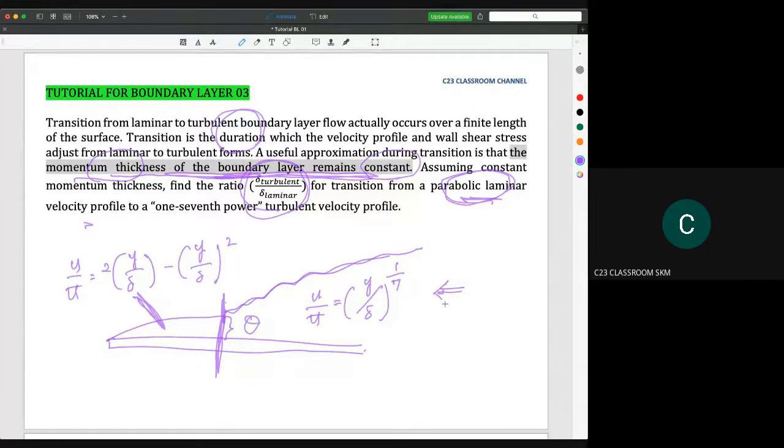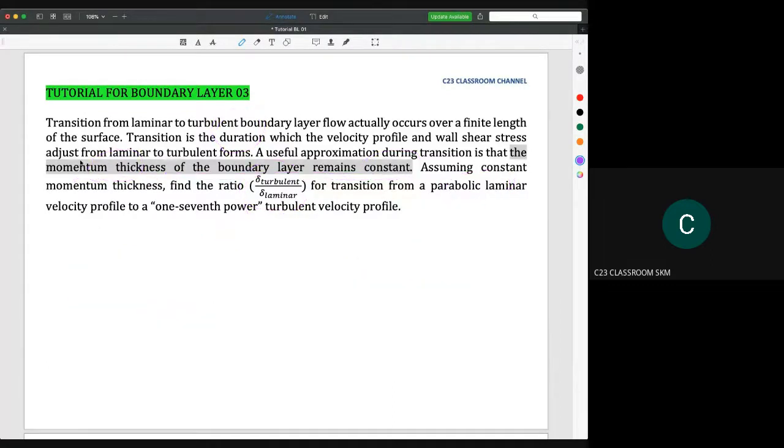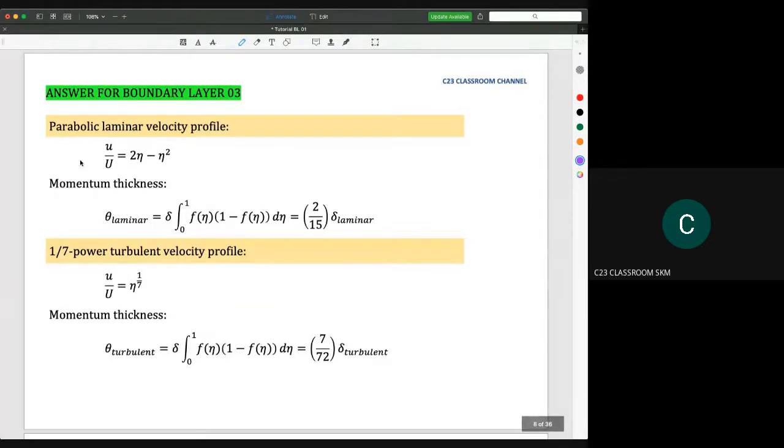Okay, so the idea is to find the ratio of delta turbulent and delta laminar, but the main point is the value of theta is constant. So what we could do is, okay, I just show this in terms of eta. I hope you could make some practice to solve the problem in eta. It is okay for you to solve this by using u over U, because in our tutorial I already showed you both methods: using u over U, y per delta, and eta.